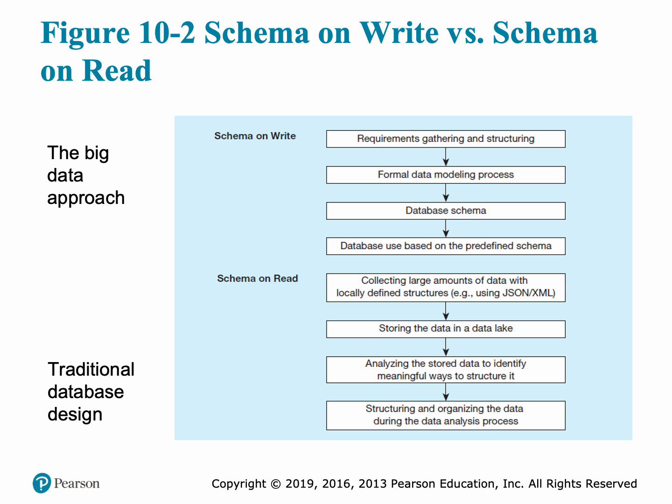Schema on write versus schema on read. The big data approach is schema on write: requirements gathering and structuring, formal data modeling process, database schema, database use based on the predefined schema. Schema on read is collecting large amounts of data with locally defined structures such as JSON, XML, storing the data in the data lake, analyzing the stored data to identify meaningful ways to structure it, structuring and organizing the data during the analysis process. That is traditional database design.